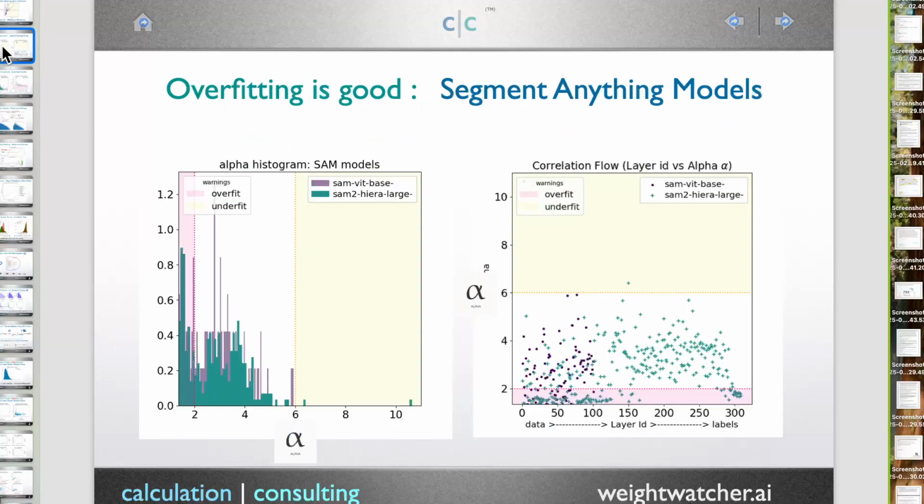The theory also, more importantly, can predict overfitting. This is one of the key aspects of the theory: when the alphas are less than 2, we believe that the layer is overfitting the data a little bit. We have good theoretical reasons for believing this, and very careful, detailed experiments showing this. Here, I'll give an example of segment anything models. In the segment anything models, it appears that some of these early layers are actually overfit.